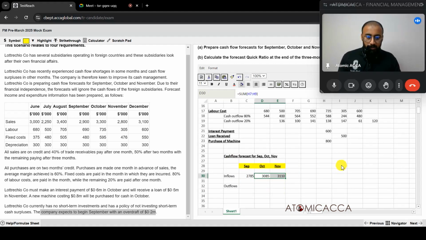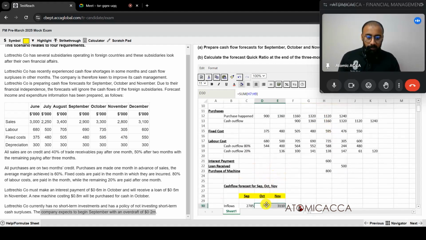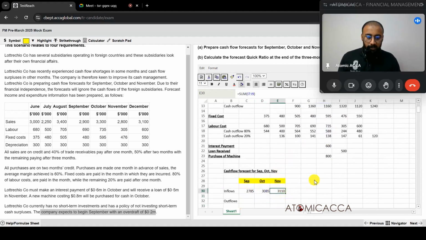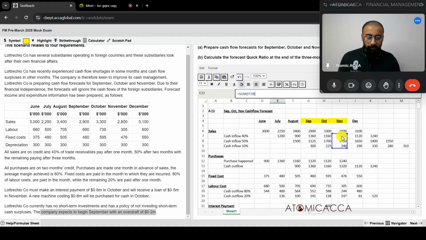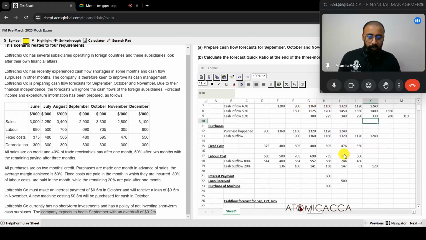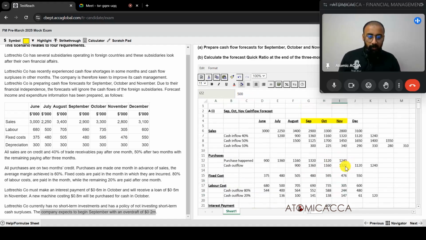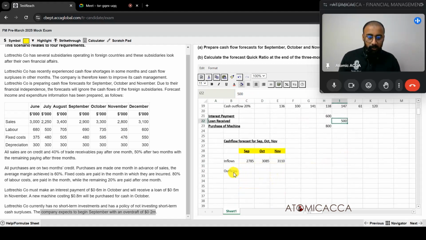3085 and 3110. So 3085 will be the sum of these three numbers, and in November it will be the sum of these three numbers. Okay, now what other inflow did we talk about? Loan received. Loan received is an inflow that's happening in November, so we can write over here, along with this, loan received will be there in November, that is equal to this 500 loan received. So this is ready.